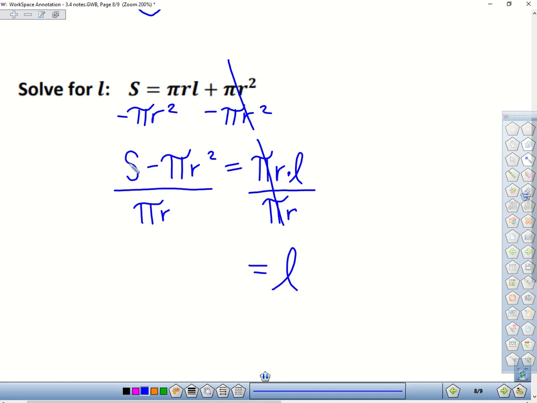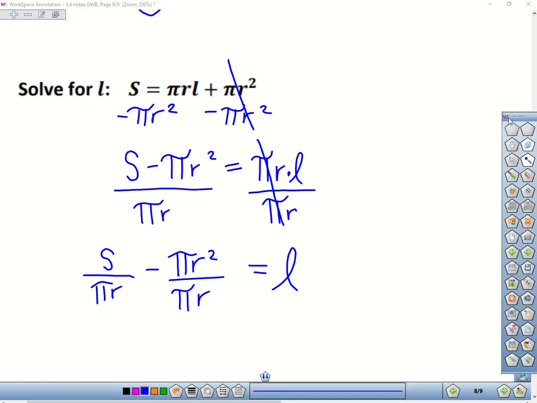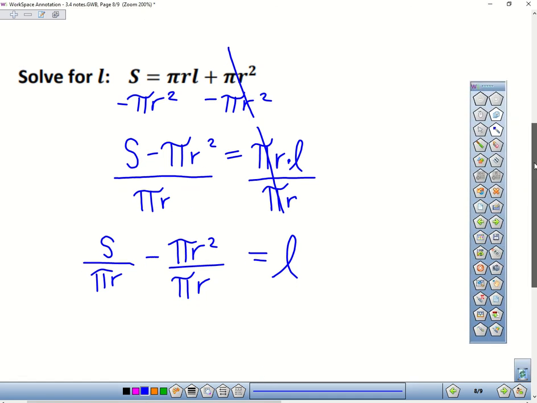Now you can divide each of these terms by the pi r. So I have s divided by the pi r, and then I have negative pi r squared divided by the pi r, okay? So I basically just divided each term separately by the pi r. So take a second to look this over before we go into the next step on this.